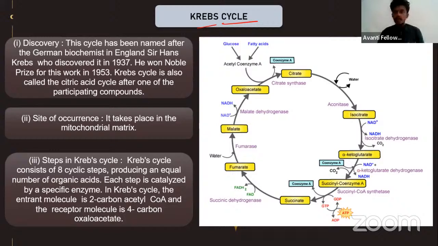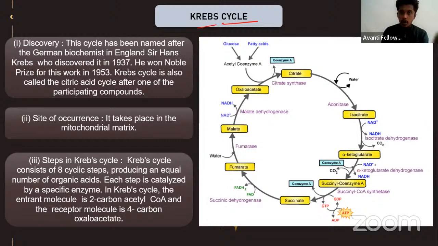Anyways, now we have to talk about the Krebs cycle. I was talking about the place where the Krebs cycle occurs. The site of occurrence of the Krebs cycle is the mitochondrial matrix. Now you can see that the Krebs cycle takes place through 8 steps.